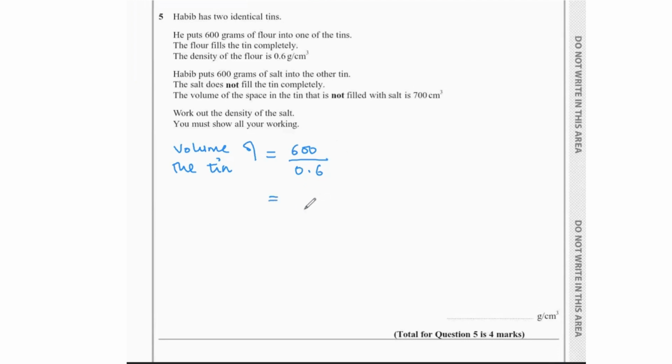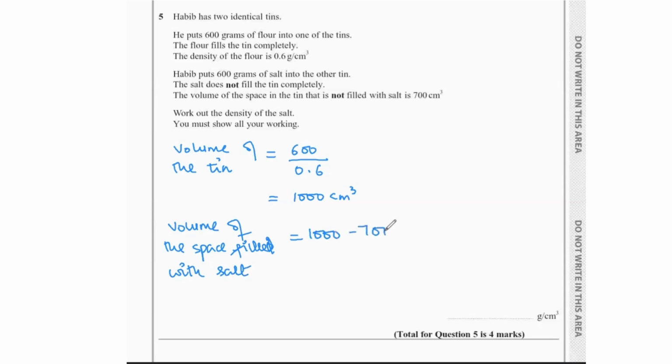And that gives us 1,000 centimeter cube. Now, since the tins are identical, that means the volume of the other tin is also going to be 1,000 centimeter cube. Since the volume of the space in the tin that is not filled with salt is 700 centimeter cube, that means the volume of the space filled with salt is going to be the difference of 1,000 and 700, which is 300 centimeter cube.